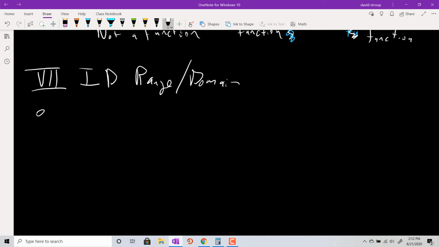Let's look at some examples. The domain is from the x-axis, and the range is from the y-axis. So here we have a parabola. Let me plot the points: 3, -3; 0, -1; 4, and 1, 0.